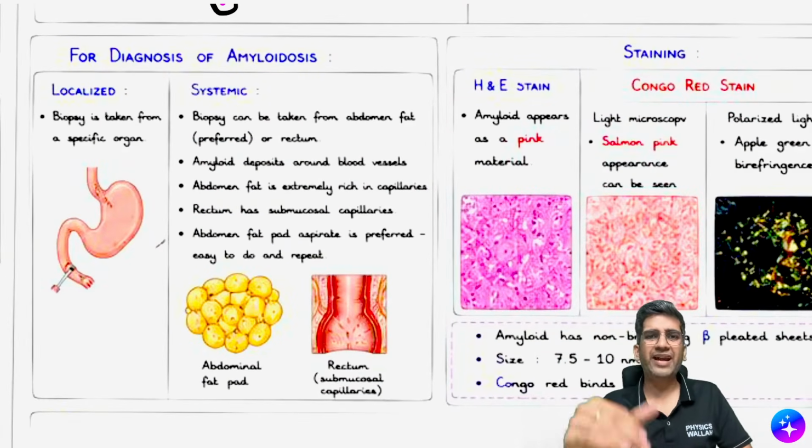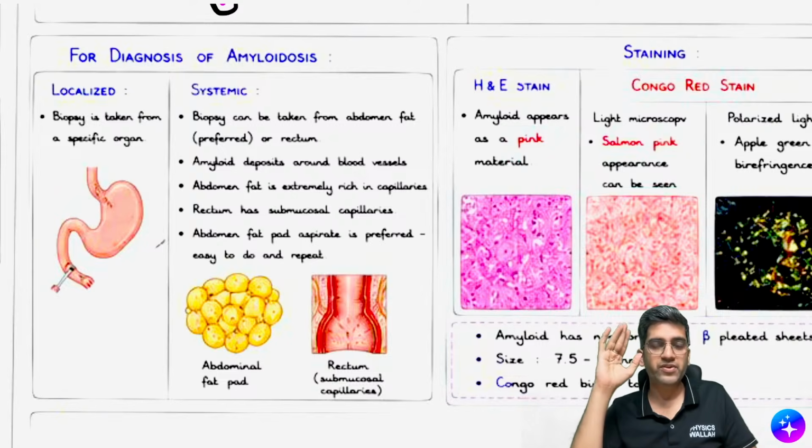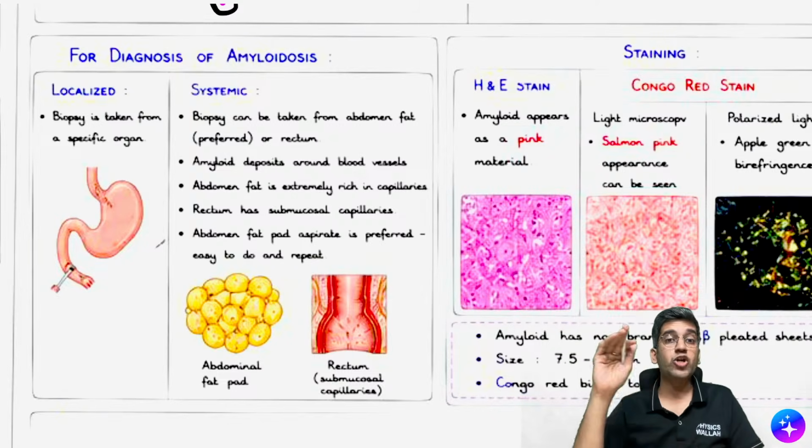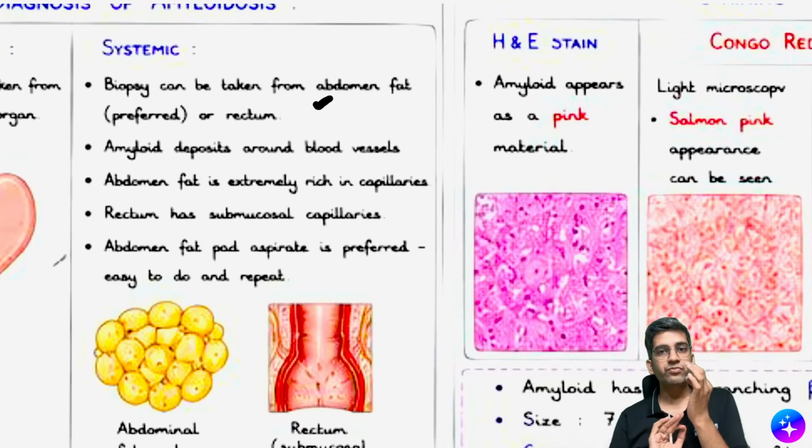I can take biopsy from any organ. If it's localized, if stomach has a problem, take a biopsy of stomach. Brain has a problem, to demonstrate, take a biopsy of that. Kidney has a problem, take a biopsy of that. But in systemic amyloidosis, when it's not localized, where do I take from? I always prefer abdominal pad of fat. Easy to take. If I fail, easy to repeat.